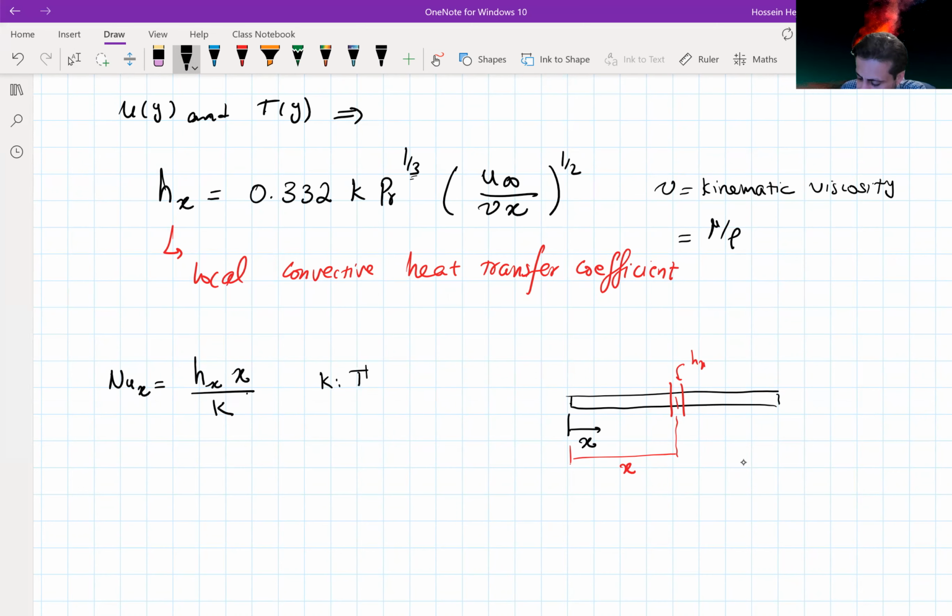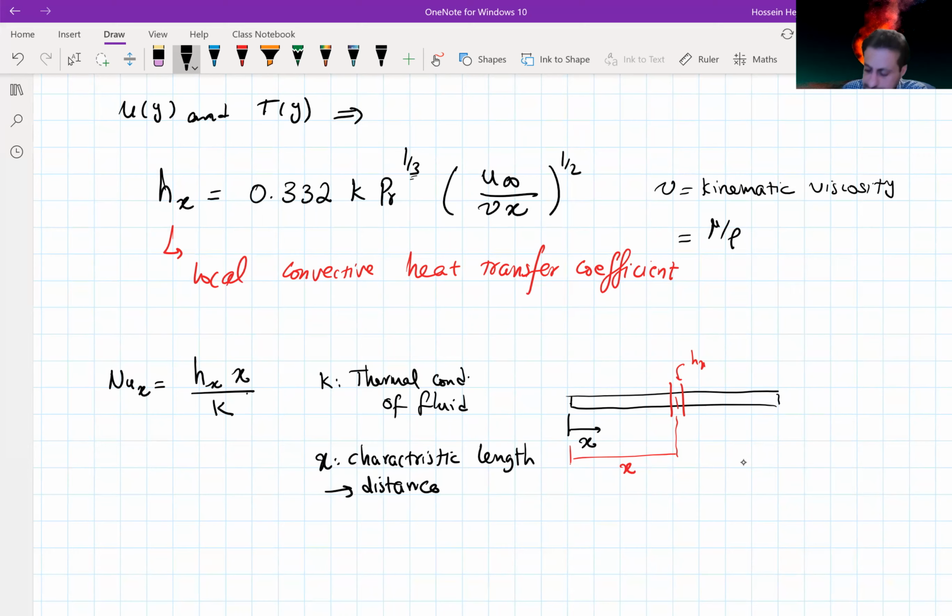k was the thermal conductivity of the fluid, and hx is the local heat transfer coefficient, and x is a characteristic length. Here for the flat plate, in this case, it is the distance from the edge.